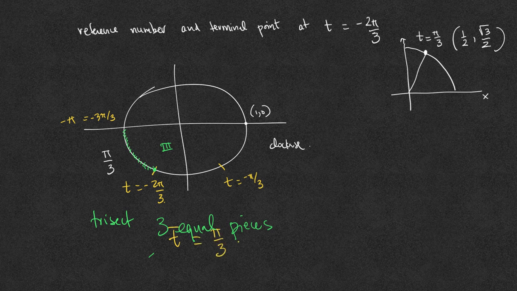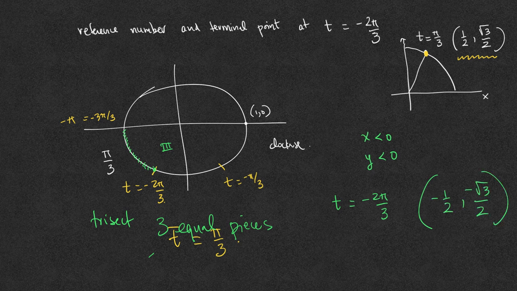We then go to the first quadrant and use this point in the first quadrant, but since this terminal point is in the third quadrant, x is negative and y is also negative. The point that associates with t equals negative 2 pi over 3 has the coordinates negative 1/2, negative root 3 over 2. Where do we get these numbers from?